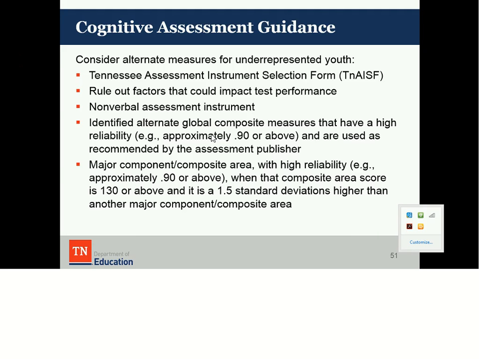Rather than call out all the different types of alternate global composites that could be used, I recommend that you look at the publishers of those tools, how they recommend using them, and follow their recommendations of when to use them and when not to use them. And those global alternate composites need to have a high reliability. If we're using a measure that's different than the full scale measure, then we need to make sure that's a reliable measure, because some of those alternate composites are not very reliable.